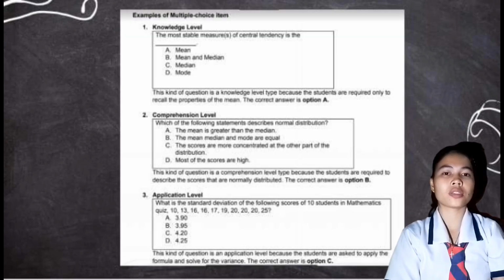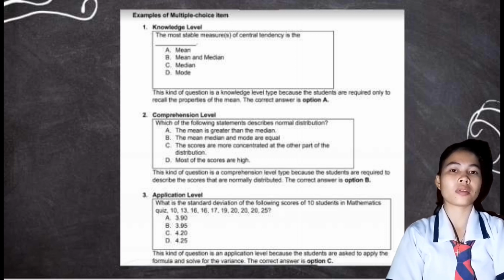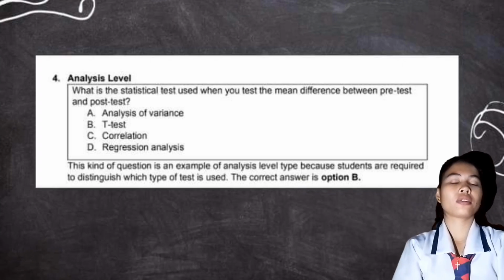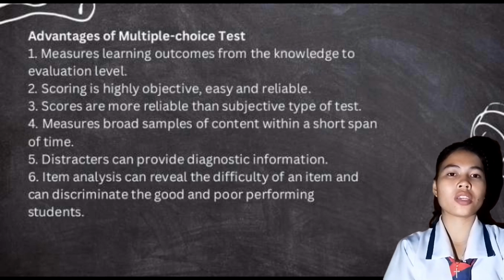So, now let's proceed to the examples of multiple choice item. Here are the different multiple choice items. There are 4 items. So, first, about knowledge level, comprehension level, the application level, and the fourth one, it is about the analysis level. So now, let's proceed to the advantages of multiple choice test.